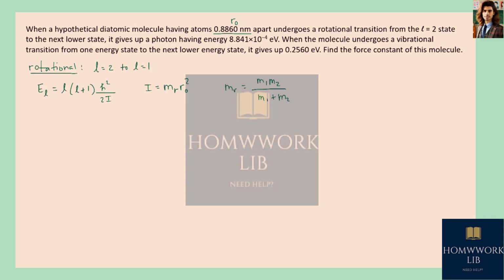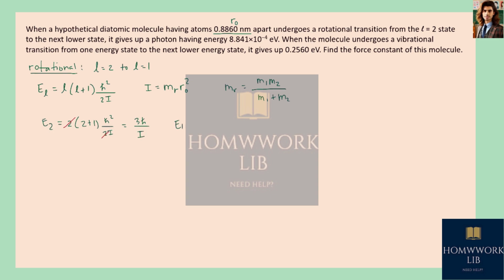Great. So now we need to calculate E2 and E1. And then their difference is going to be the 8.841 times 10 to the minus 4 electron volts. So E2 becomes 2 times 2 plus 1 times h bar over 2I. Notice that my 2 here and my 2 here cancel. So I just have 3 h bar over I.